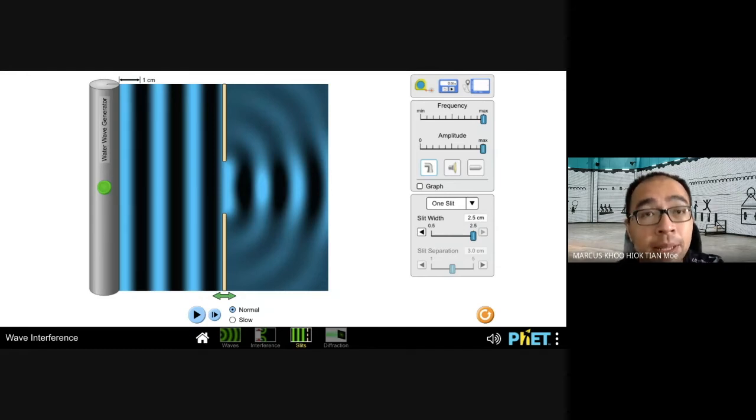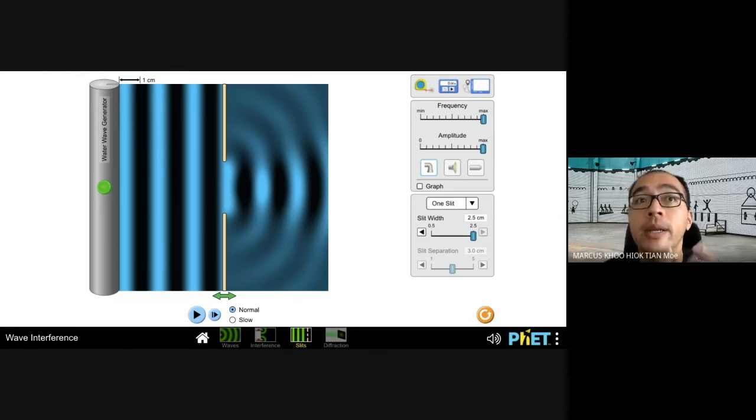An example answer which I will probably accept is: the smaller the gap, the more circular the diffracted wave. Let me repeat. The smaller the gap, the more circular the diffracted wave. And vice versa, the bigger the gap, the less circular the diffracted wave.